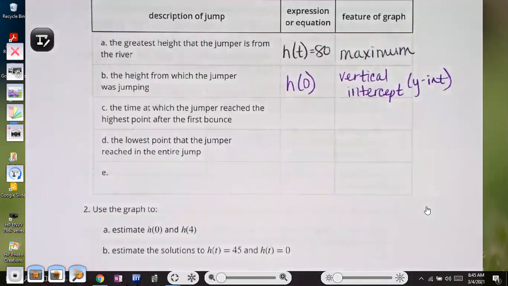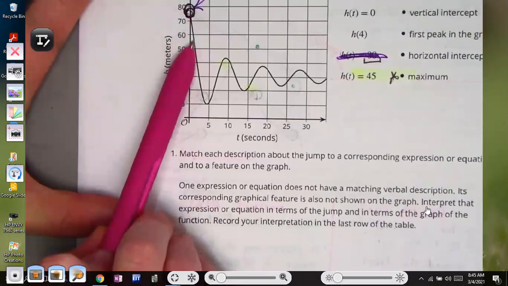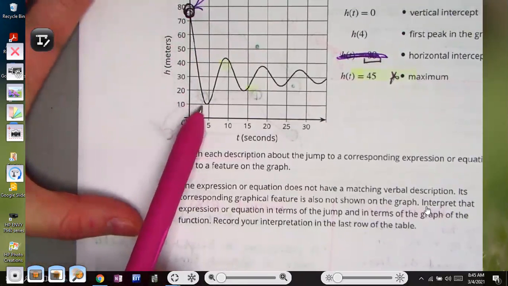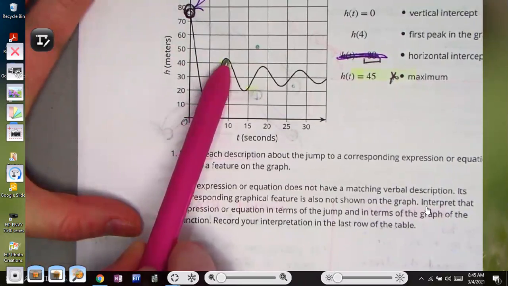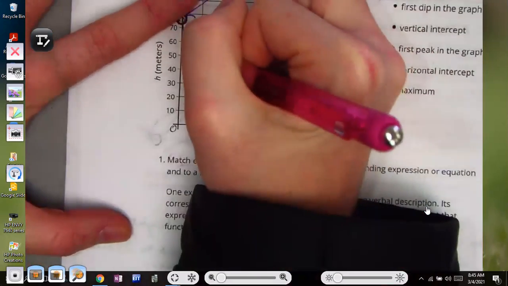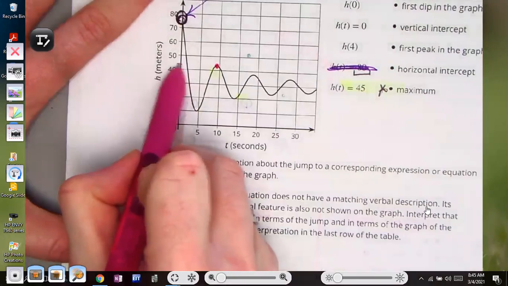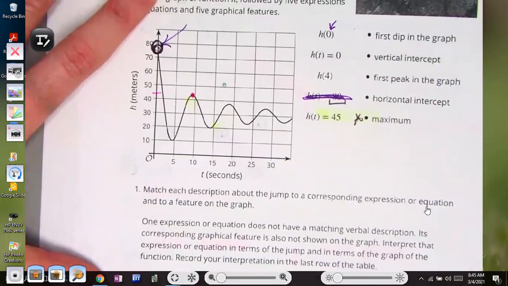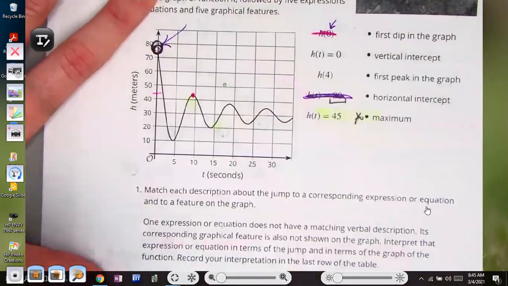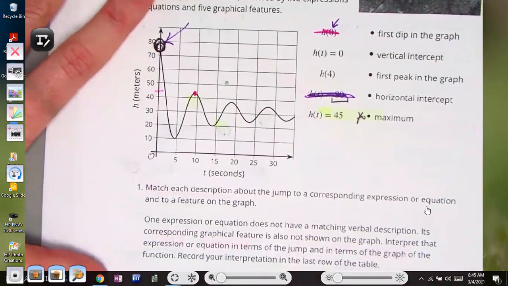Okay. C, it says the time at which the jumper reached the highest point after the first bounce. Okay, so we just jumped, we went down. Okay, here's our first bounce. We're going back up. What's the highest point that he got? He got about 45, right? So which one of those tells us that the height is 45?